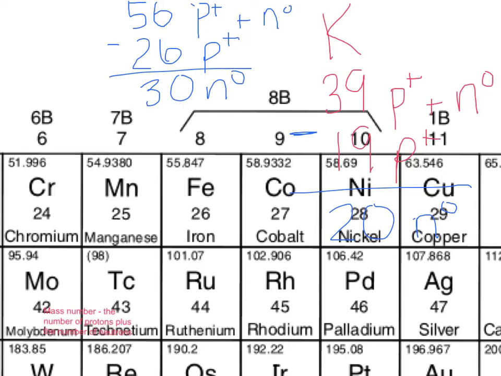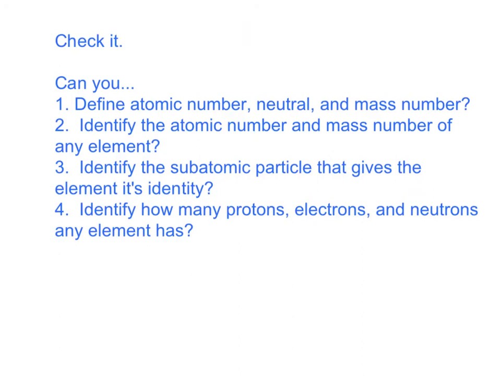All right, well, this wraps up this lesson on being able to identify the subatomic particles of any element on the periodic table. And I hope you had fun. Before you go ahead and turn me off, I want to make sure that you got out of the video what you were supposed to get. So can you define atomic number, neutral, and mass number? Can you identify the atomic number and mass number of any element? Can you identify the subatomic particle that gives the element its identity? And then finally, can you identify how many protons, electrons, and neutrons any element has?